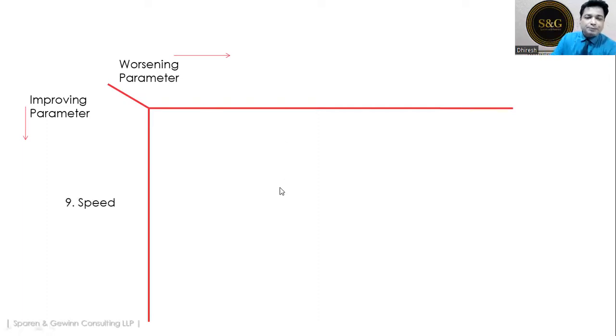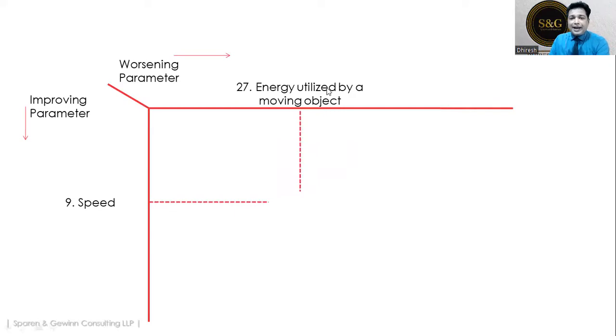So let's take, for example, speed and energy utilized by the moving object. Now, when we increase the speed, obviously energy utilization will increase, correct? That's when people get exhausted. It's not only for a moving object, it can be applicable to people as well. Understand this? Now, when this kind of situation occurs, then speed and energy utilized, number 9 and number 27, will have a common principle.